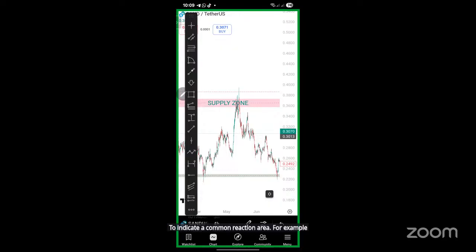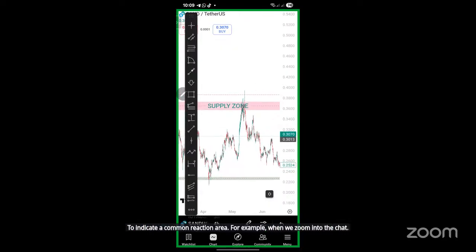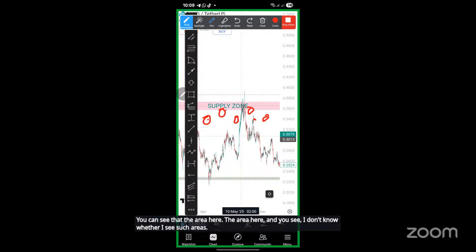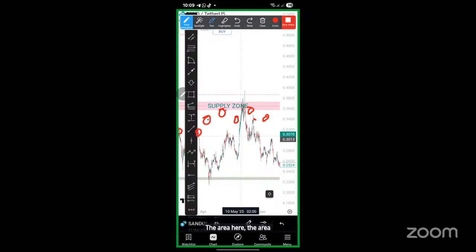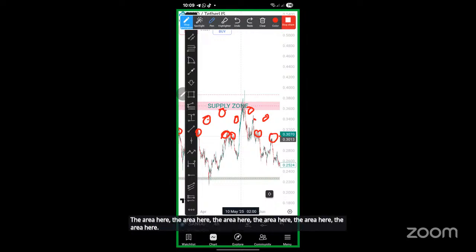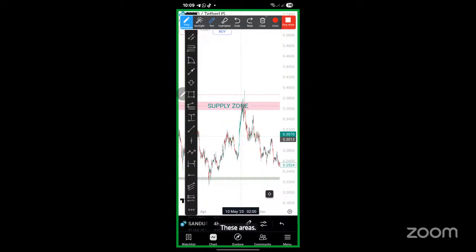For example, when we zoom into the chart, you can see the area here, are you seeing? I don't know whether you're seeing such areas. The area here, here, here, here. These areas are in a line. Such areas here, here, here. All these areas have been respected in the hour chart.